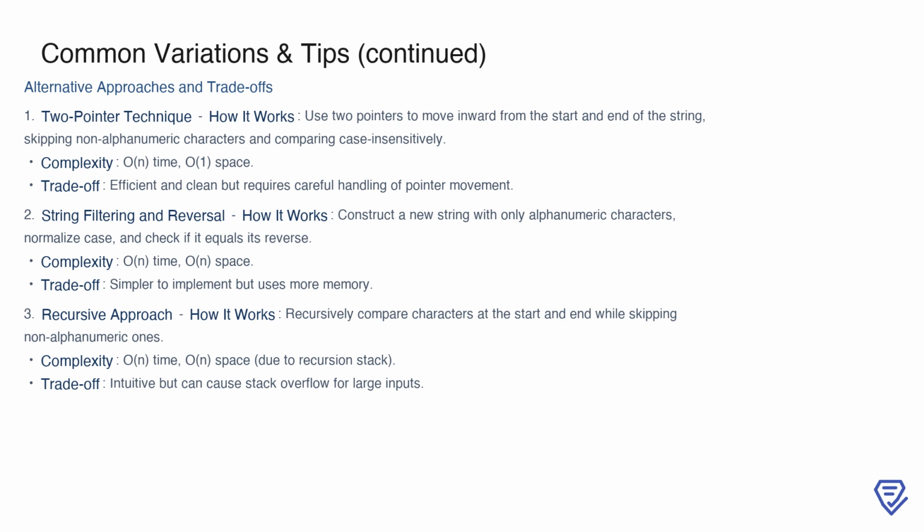Finally, there's the recursive approach, where you recursively compare characters at the start and end while skipping non-alphanumeric ones. While intuitive, this method also uses O(n) space due to the recursion stack, making it less suitable for very large inputs. Each method has its strengths and weaknesses, so choose based on the specific constraints and requirements of the problem.